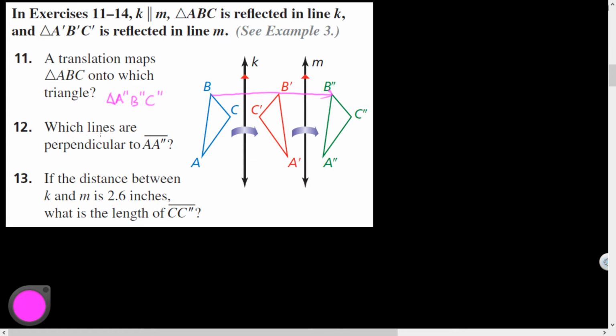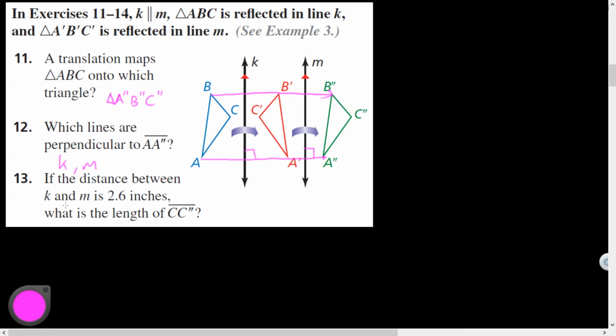And then it asks the question, which lines are perpendicular to AA double prime? So here's AA double prime right there. What do you suspect would be a perpendicular line? I almost went with parallel. Wow, that would have been embarrassing. It looks like line K and M. I gotta work on my lowercase k. Yeah, those look perpendicular right there. I agree. I wouldn't have enough evidence regarding any of the lines that make up the triangles.